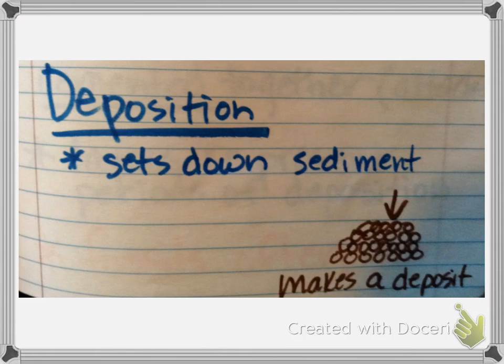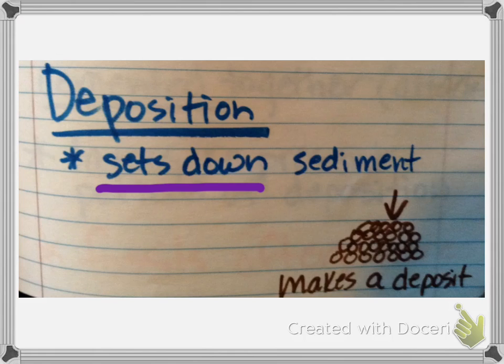Next is deposition. And you think about a deposit. When you make a deposit into a bank, you are putting in money. You are setting down your money into the bank. So deposition is depositing that sediment. So it sets it down. It's creating a new landform by setting it down.